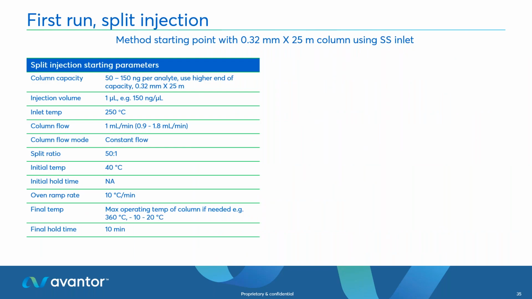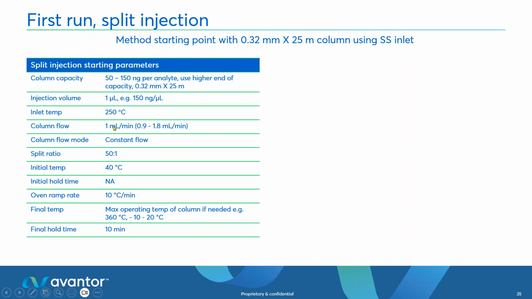So we're just going to do our first injection. We're going to do a split injection. These are some standard column dimensions, so 0.32 millimeter ID, 25 meter length column. We haven't got the film thickness defined here. So again, when I mentioned the capacity of the column, just make sure you're not injecting too much. You can check these values online just to double check the capacity of your column if you're not too sure. We've just got some standard settings.